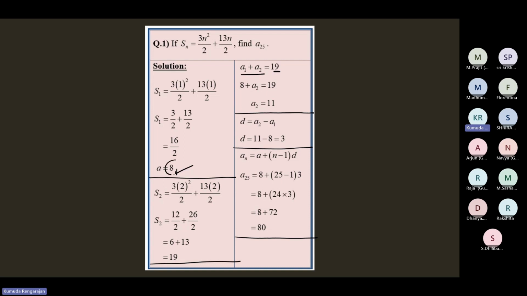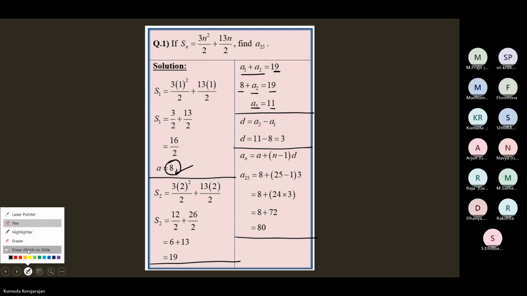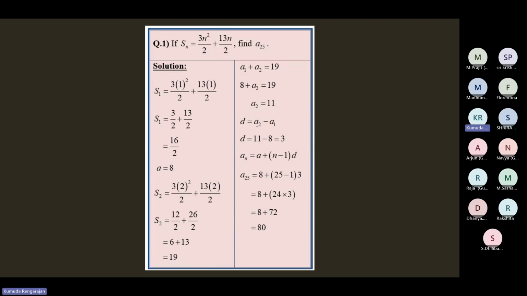But we already know A1 is 8. So 8 plus A2 is 19. So A2 is equal to 11. Now find the common difference, A2 minus A1, which is 3. Now the 25th term is A plus 24D. To find the 25th term, you need the first term and the common difference. A25 is A plus 24D.